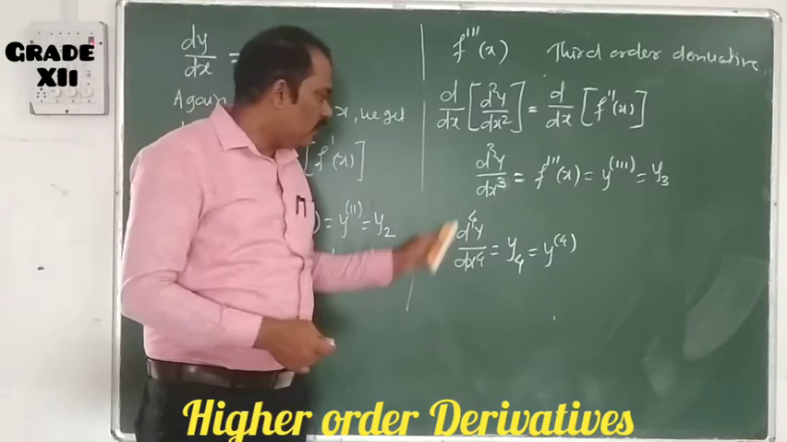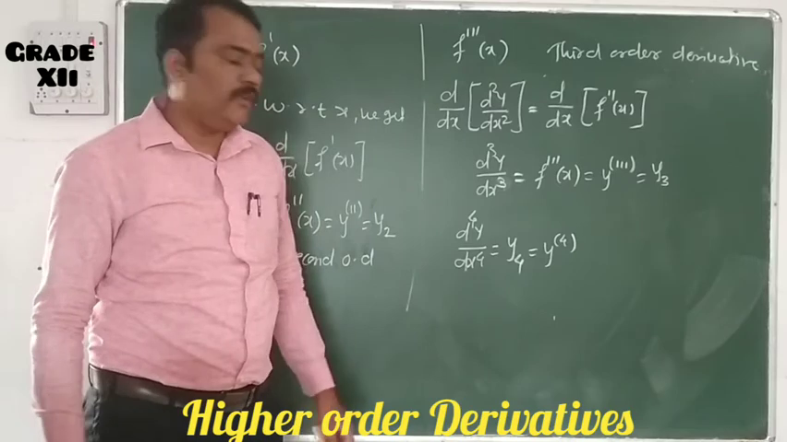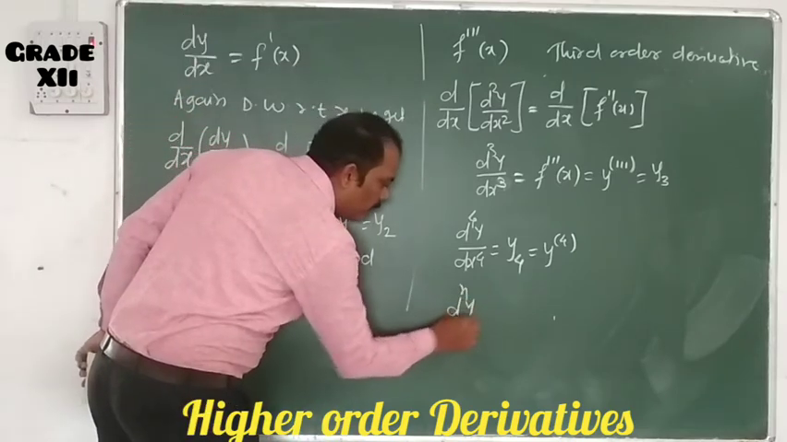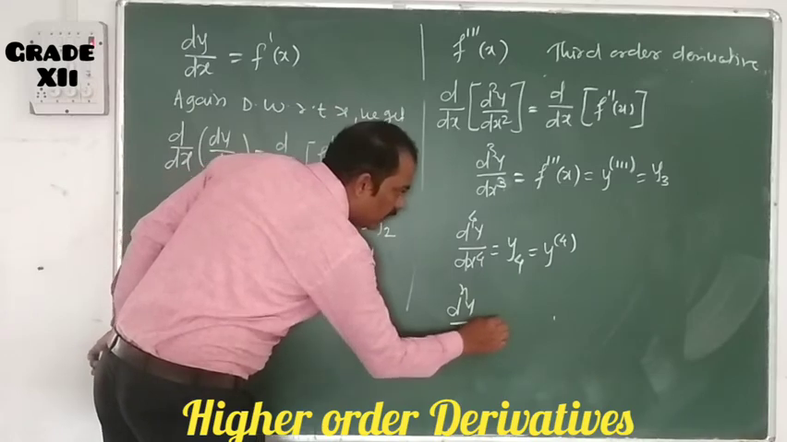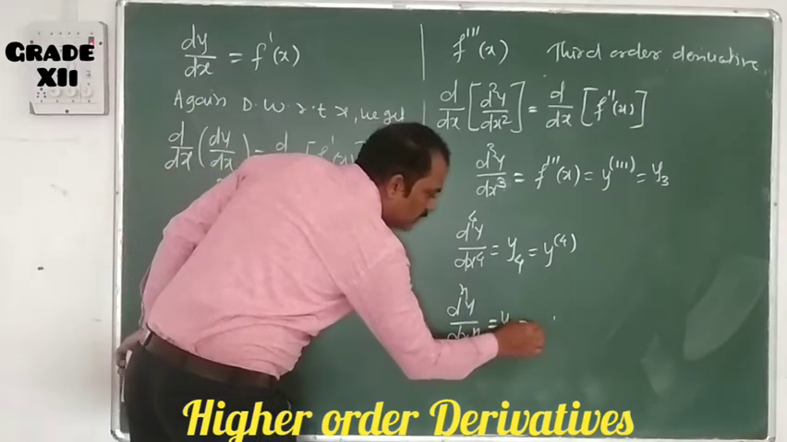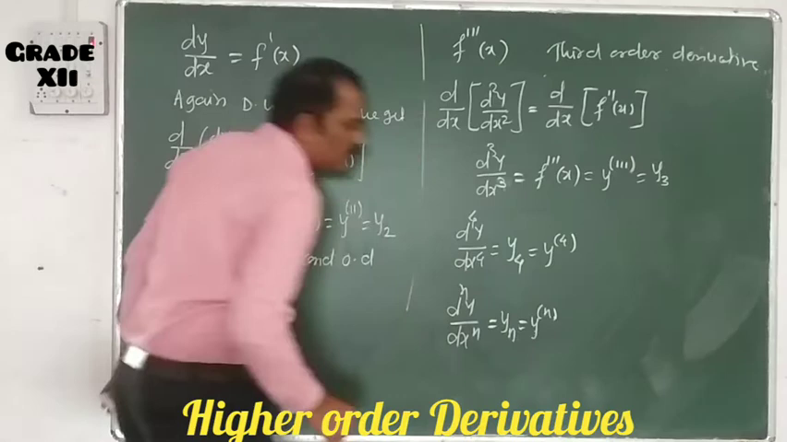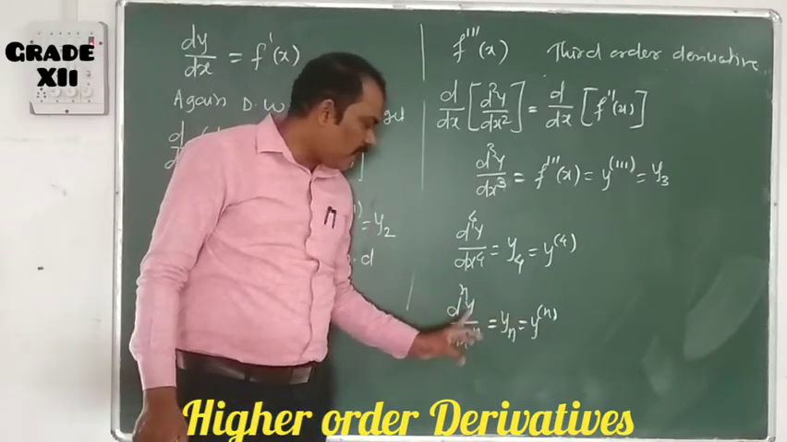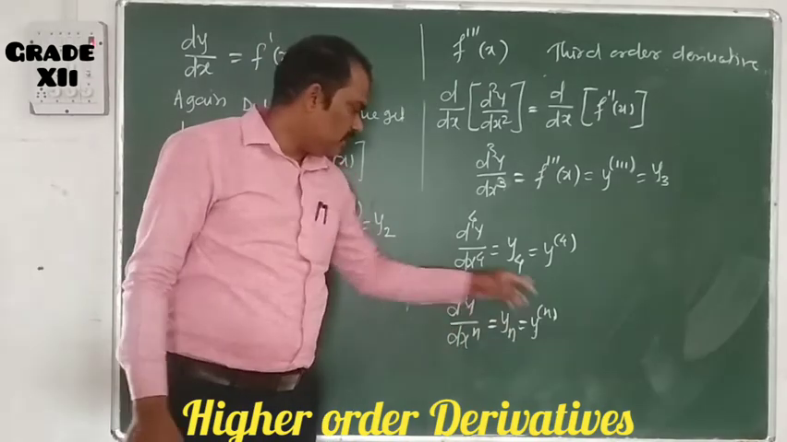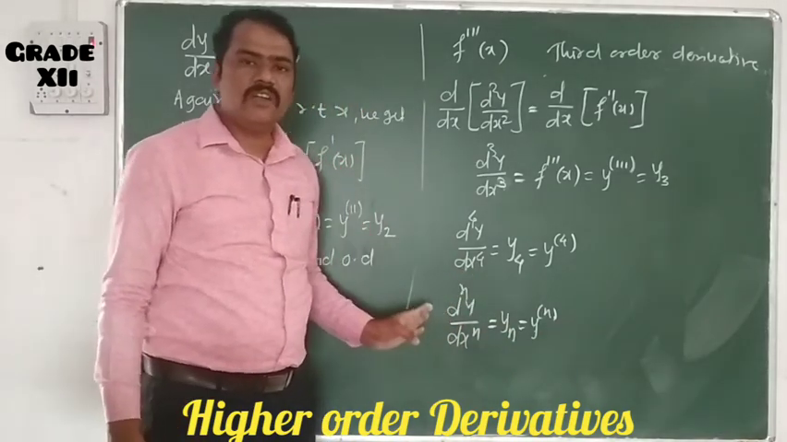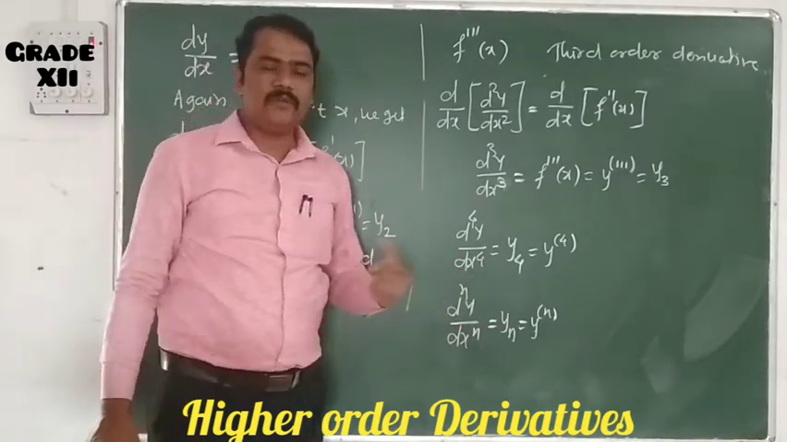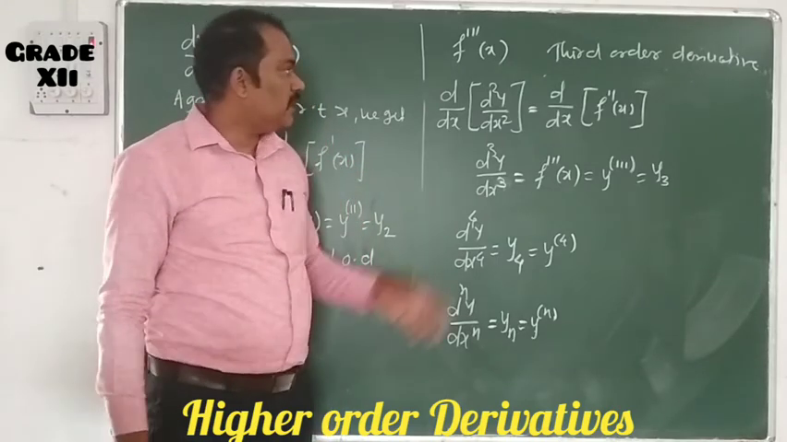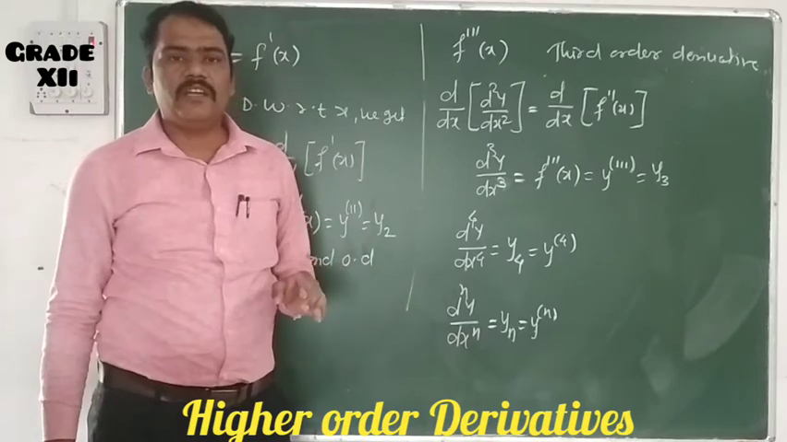Okay? So on. If you continue in this way, we take the nth order derivative like that. dny by dx raised to n is equal to yn. It is also written as y raised to bracket n. What is the meaning of this? Nth order derivative of y with respect to x. These derivatives are said to be higher order derivatives. Instead of n, we can use 2, 3, 4, 5, 6 and so on. That is nothing but the higher order derivative.